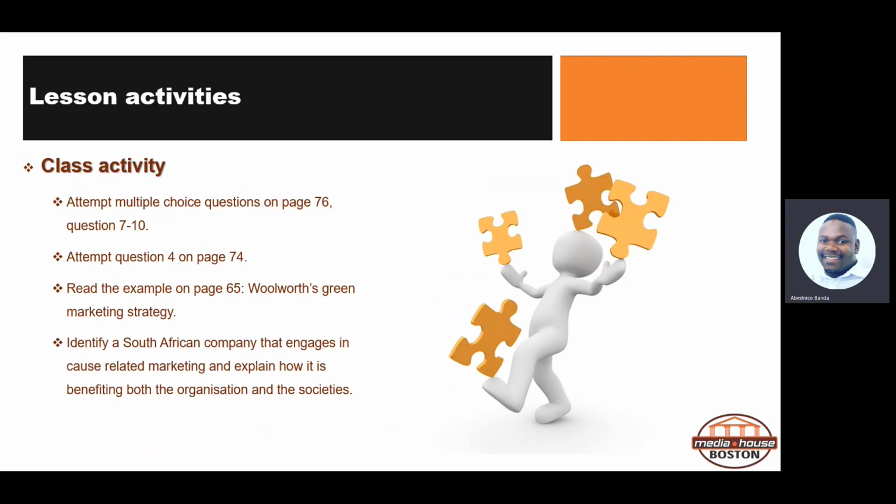There's an activity that I'd like you to do. You can find it in the prescribed textbooks that we have. You need to identify a South African company that engages in cause-related marketing and explain how it benefits both organizations and societies. Feel free to put your comments on the Core Campus discussion forum.